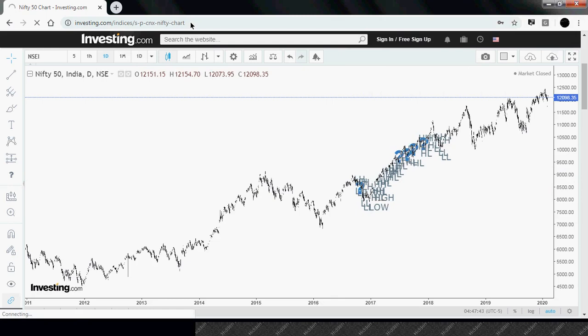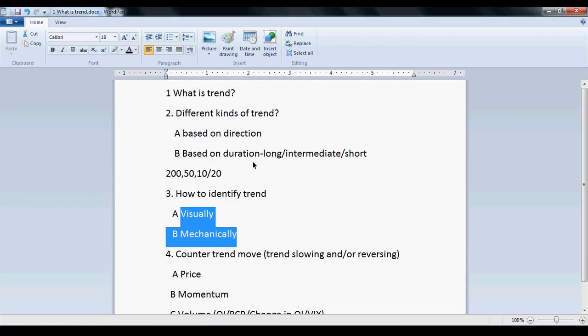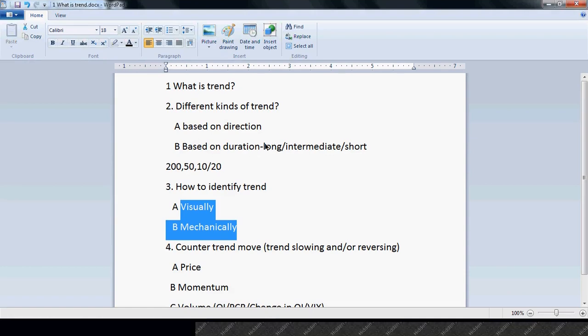So till now we discussed what is trend and how to identify the trend. There are two ways to identify the trend, visually and mechanically. Visually means we will look at higher highs and higher lows to identify the uptrend, and similarly lower highs and lower lows to identify the downtrend. Also, we discussed that there are three kinds of trend in the market: long term, intermediate, and short term. For the long term trend, we will use the 200 period moving average.